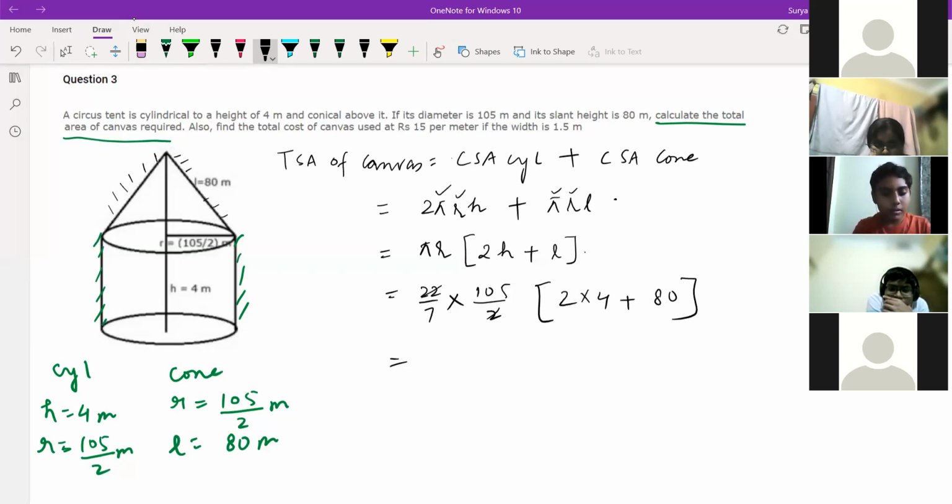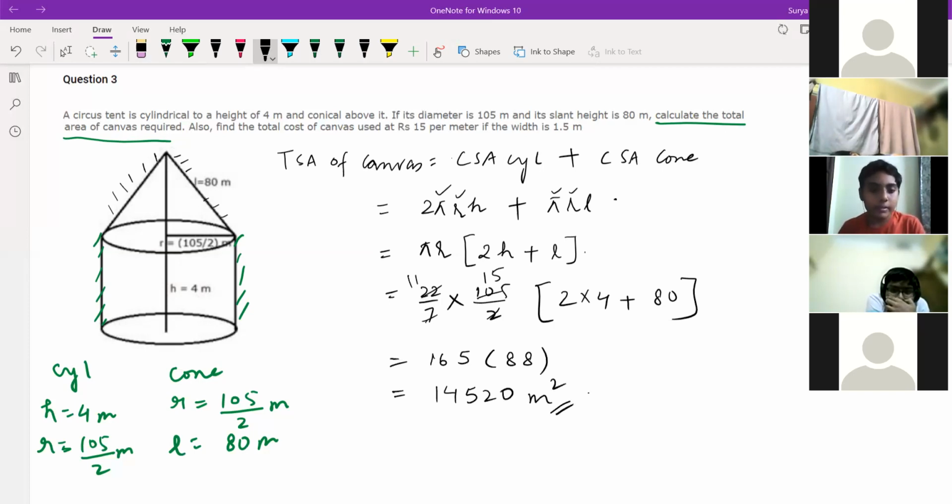Now see, 2 elevens are 22, 7 ones are 7, 7 fives are 35. So 15 into 11. 15 ones are 15, and 15 elevens are 165. Into 88. 14520, the whole answer. The whole TSA of the shape is 14520, right? Yes, sir. 14520. Very nice. So this is in meter square. We are getting the area of canvas.